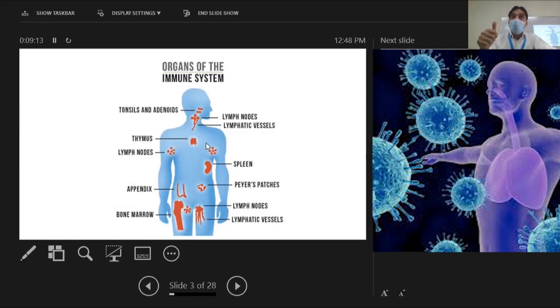These are the organs which produce the cells which can execute the function of immune system. The functions of immune system can be executed with the help of the cells produced in these two organs, thymus and bone marrow. The cells which are produced in thymus, they are called as T cell.